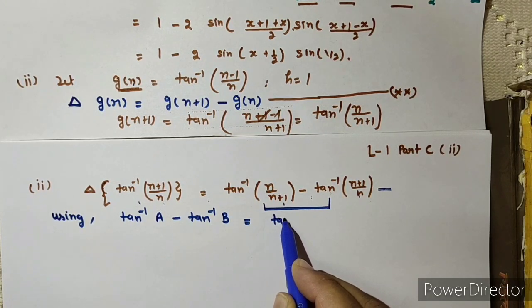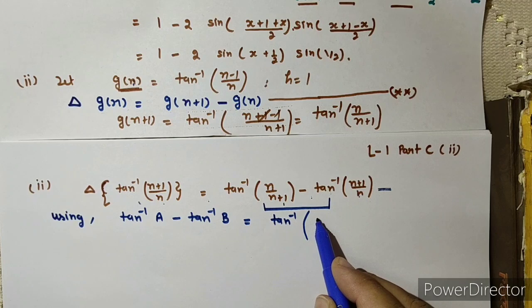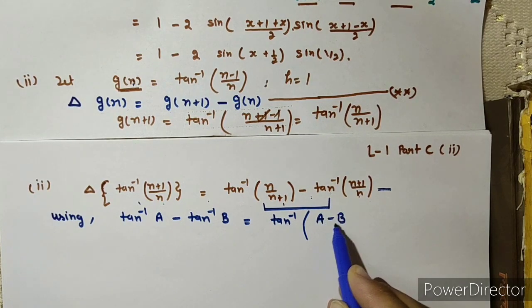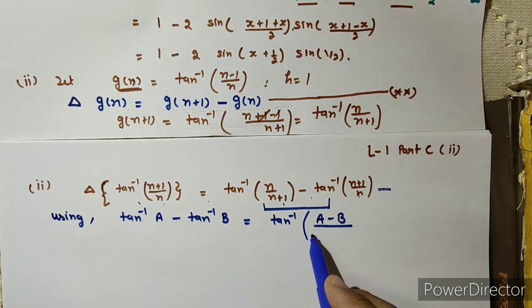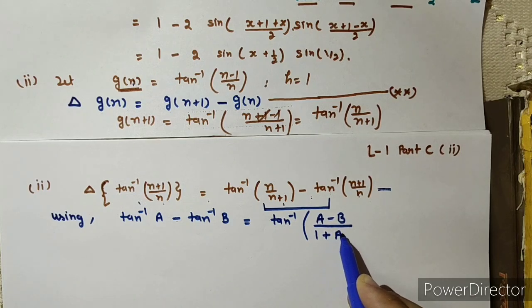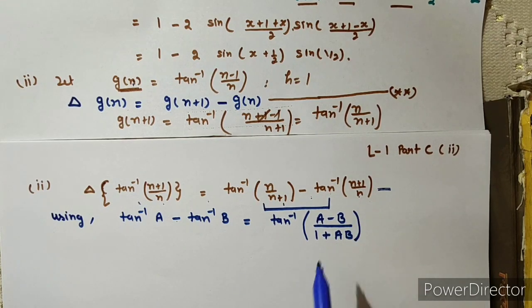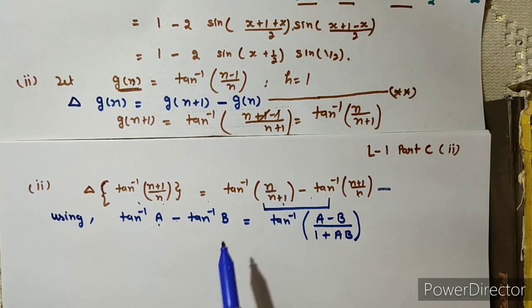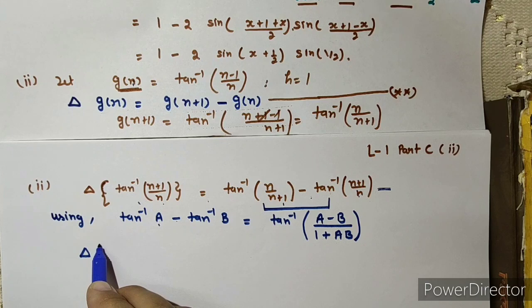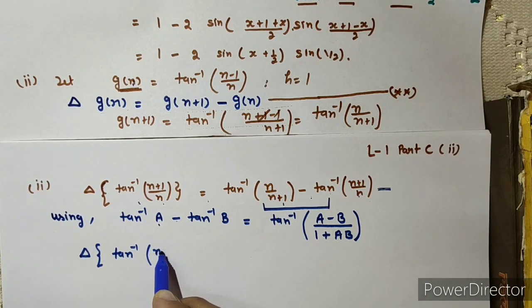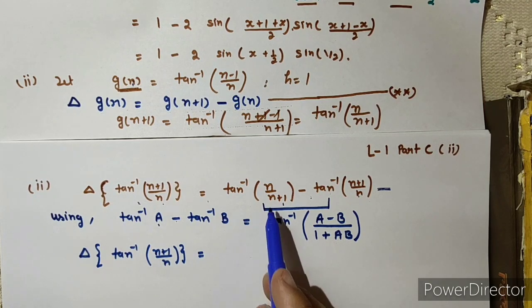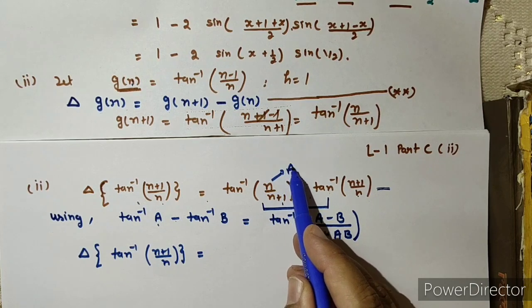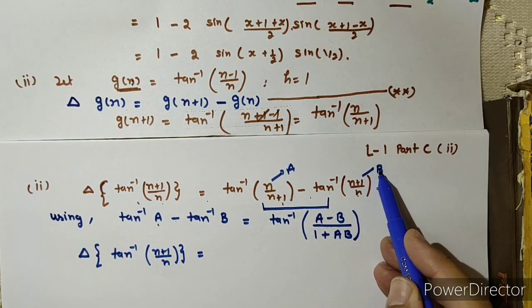This is equal to tangent inverse of (A minus B) upon... if there is a minus here, then what was the lower term? That is plus. In my question, my A value is equal to n over n minus 1. So delta applied on the function tangent inverse of (n plus 1) by n will be equal to this. This angle is my A angle and this angle is my B angle.